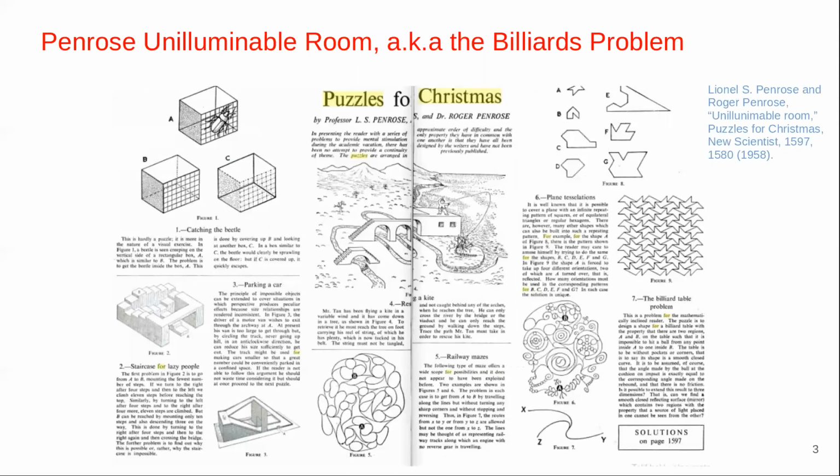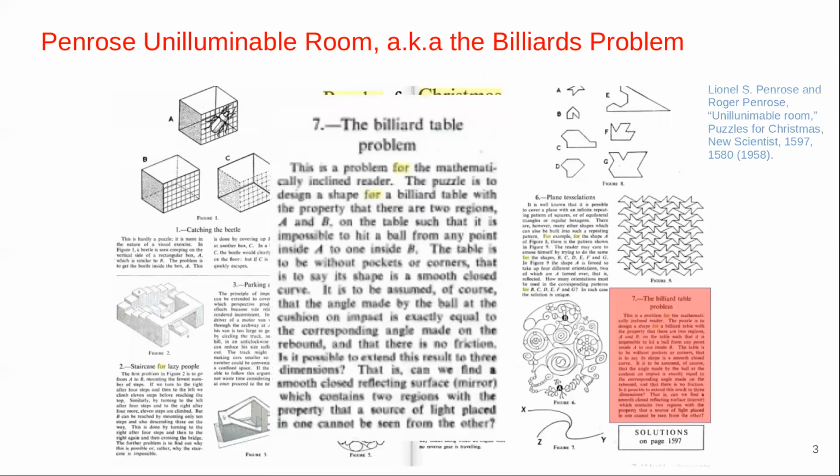Now let me start by introducing the Penrose problem. It first appeared in 1958. Roger Penrose, together with his father, Lionel Penrose, asked the following question. Imagine a room covered with mirrors, a closed room. If you lit a candle, can you find a place where the light from the candle cannot reach, that is, a place that is not illuminated?